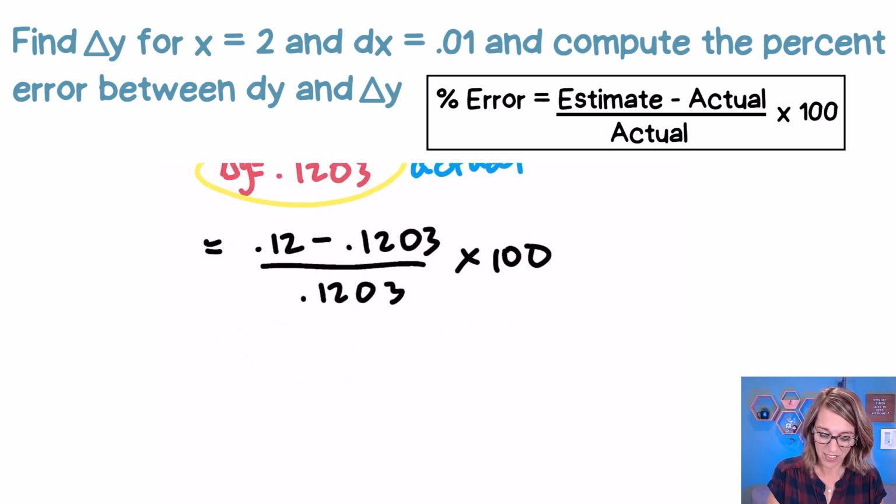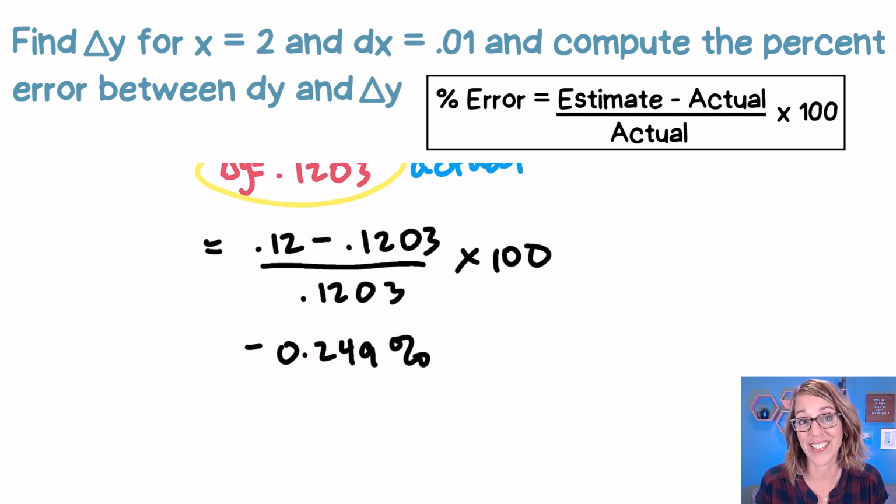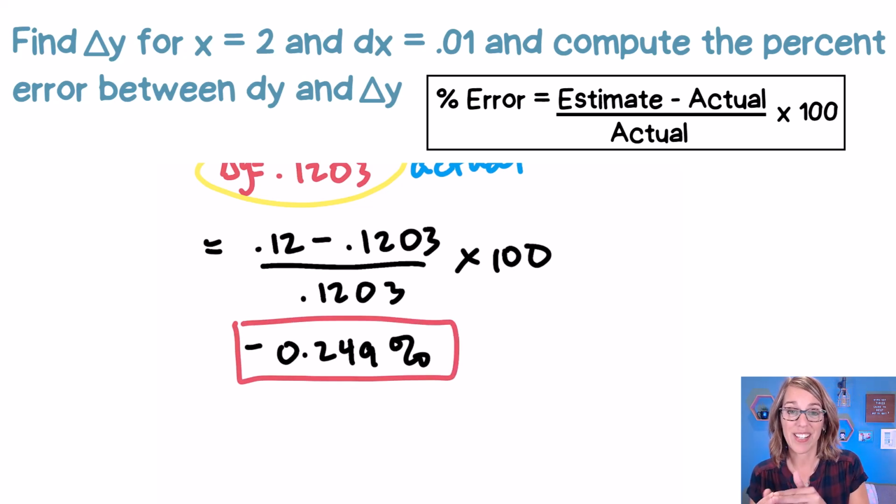So computing this gives me a really small number. I get negative 0.249%. This is after I multiplied it times 100. So I've got a really, really small error there between that actual difference in the function values and the differential that we found.